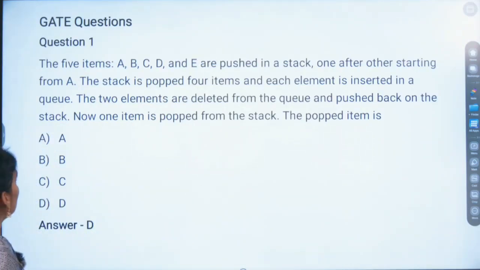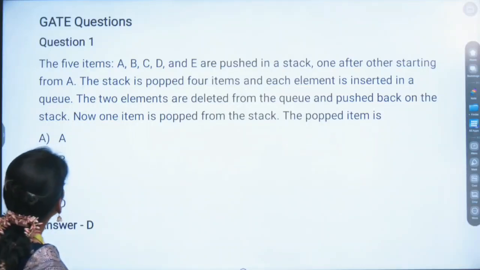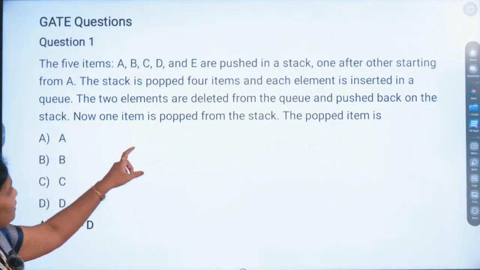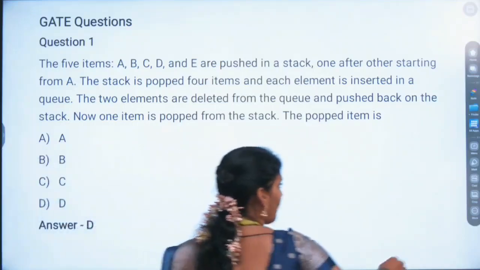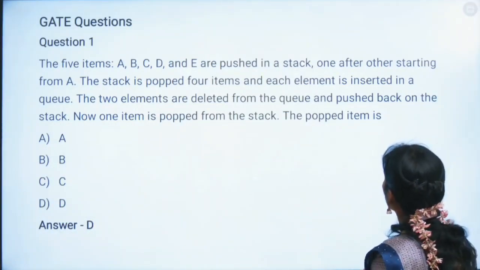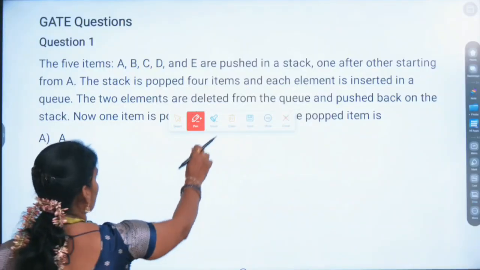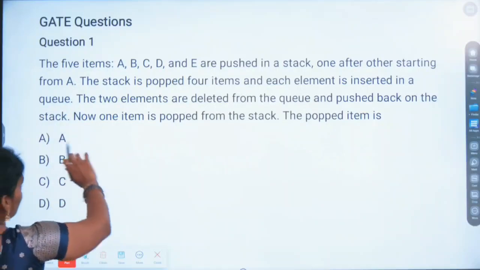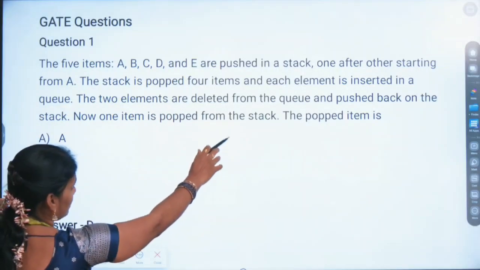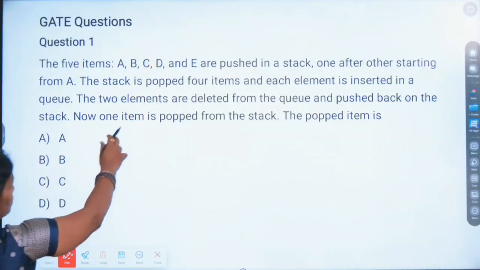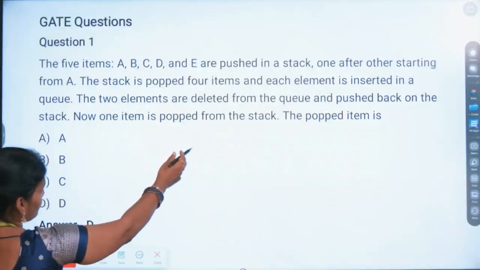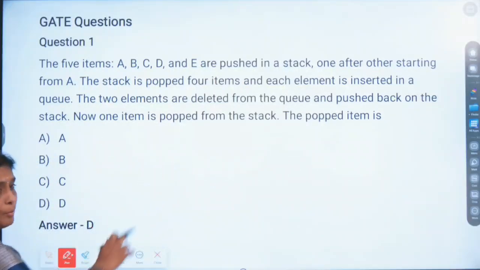Now, next we'll see some problem questions. The first question is: the 5 items A, B, C, D and E are pushed onto a stack one after the other, from A. The stack is popped 4 times and each element is inserted in a queue. The 2 elements are deleted from the queue and pushed back on the stack. Now one item is popped from the stack and we have to find out what the popped item is.